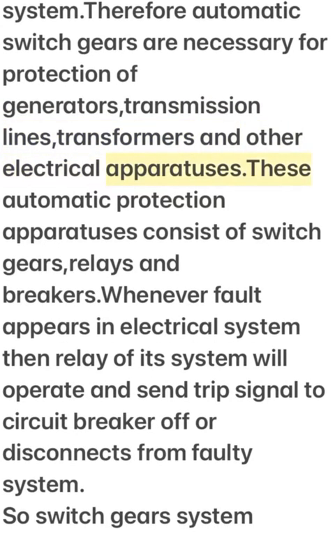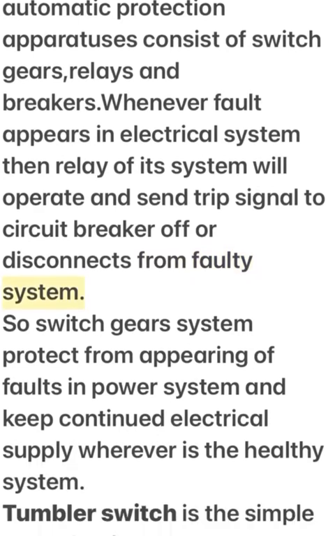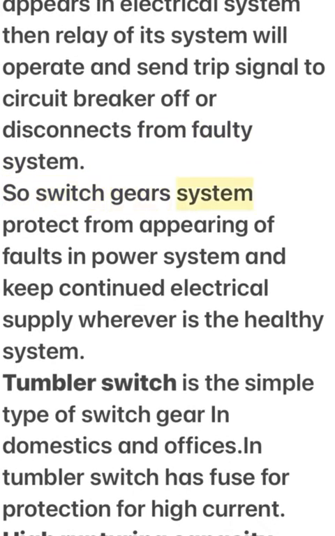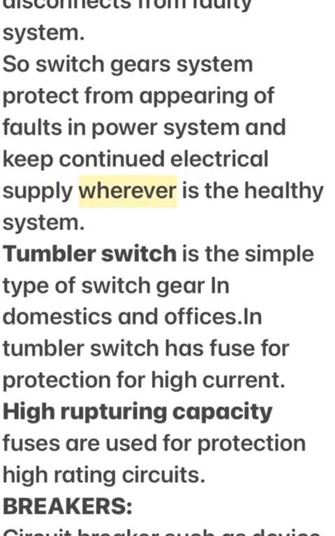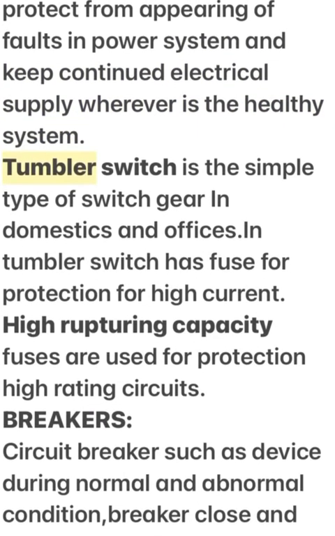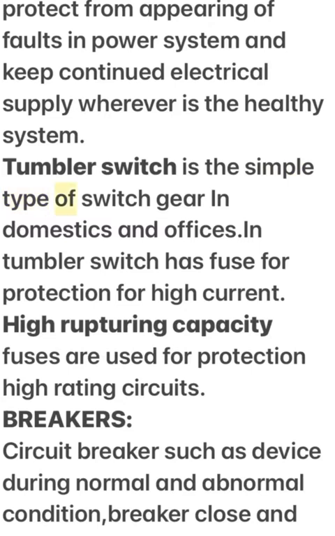These automatic protection apparatuses consist of switchgears, relays, and breakers. Whenever a fault appears in the electrical system, the relay of that system will operate and send a trip signal to the circuit breaker, which switches off or disconnects the faulty system. So the switchgear system protects against faults in the power system and keeps a continued electrical supply to the healthy system. The tumbler switch is the simple type of switchgear in domestic use and offices.